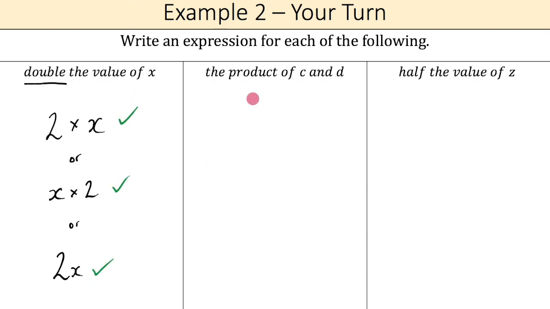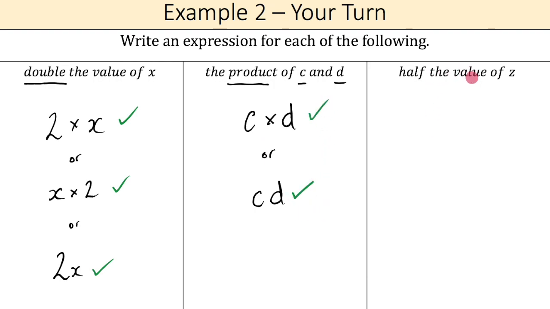Let's now move on to our second question, which is saying the product of C and D. The word product is just a fancy way of saying the result of multiplication. So this is simply going to be C times D. And based on all of this, we know the better way to write that is actually CD without the multiplication sign. It's also important to remember that when we're timesing together two pronumerals, we normally like to put them in alphabetical order. So we want to put the C first, then the D. So that is the best way to write it. So you can give both of these a tick.